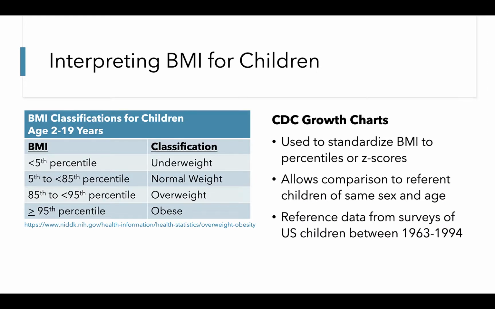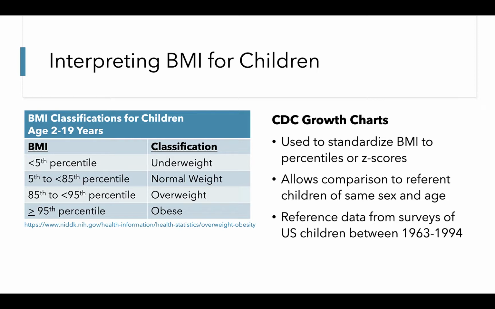When thinking about weight status for children, we have to consider their developmental stage and developmental differences in body composition. For this reason, we don't use raw BMI to classify weight status for children. Instead, we use growth charts published by the CDC to standardize BMI to percentiles or z-scores. This allows us to compare a child's BMI to reference children of the same age and sex.